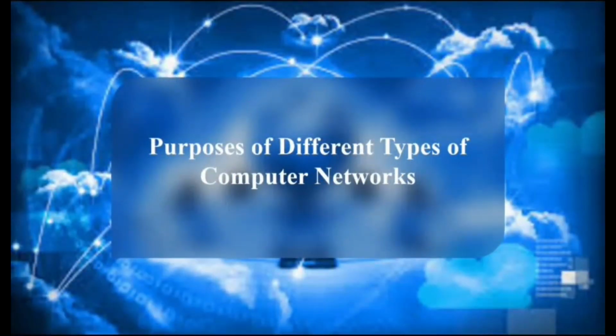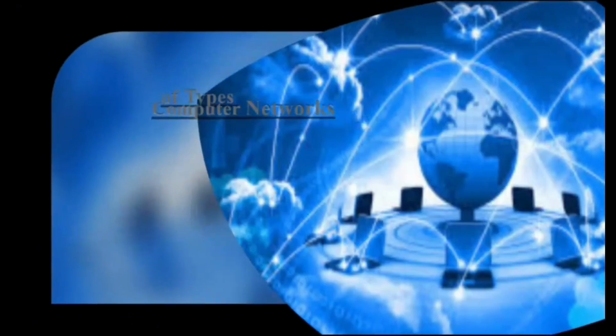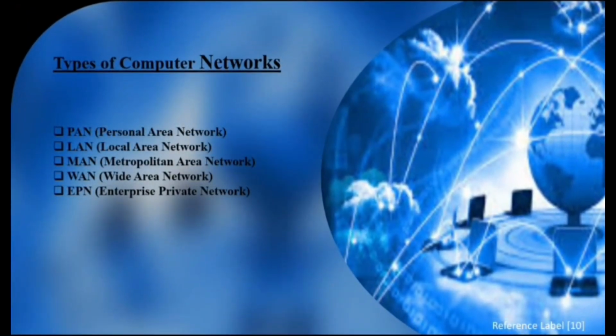Let's see what are the purposes of different types of computer networks. There are different types of computer networks such as PAN, Personal Area Network, LAN, Local Area Network, MAN, Metropolitan Area Network, WAN, Wide Area Network, and EPN, Enterprise Private Network.